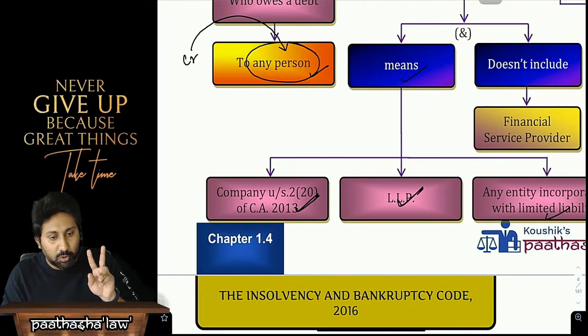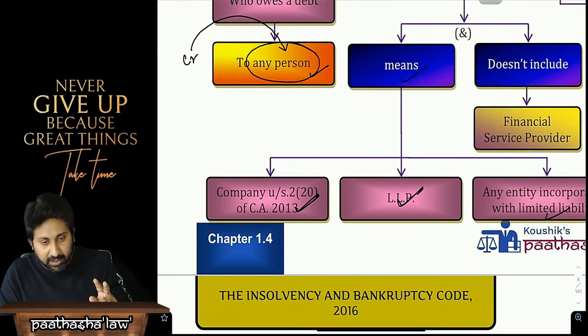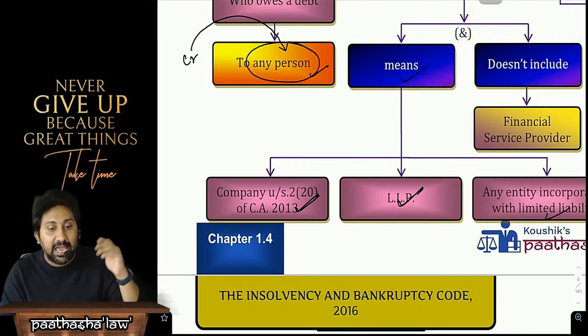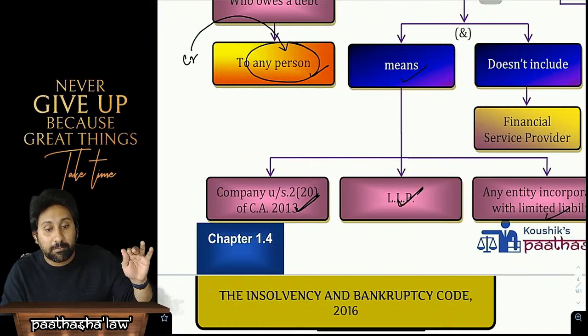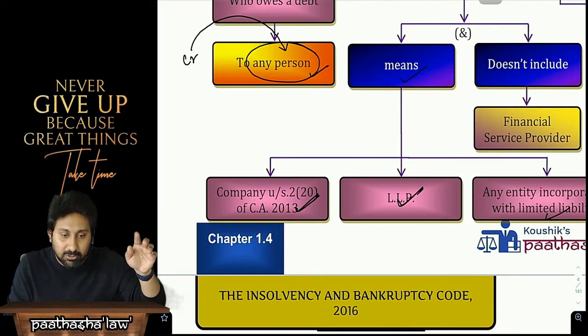In this act, there are two portions: corporate insolvency and individual insolvency. Under individual insolvency, guarantors and all these concepts will come. So we are reading corporate insolvency, so only corporates will come. Debtors being corporates only will be included.